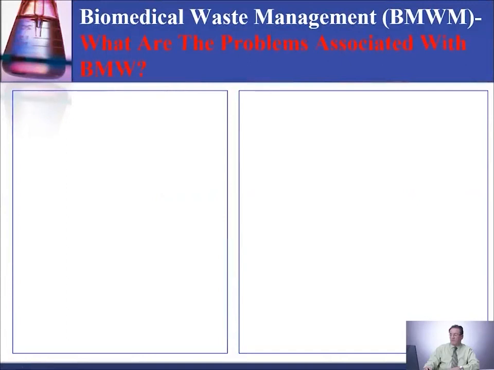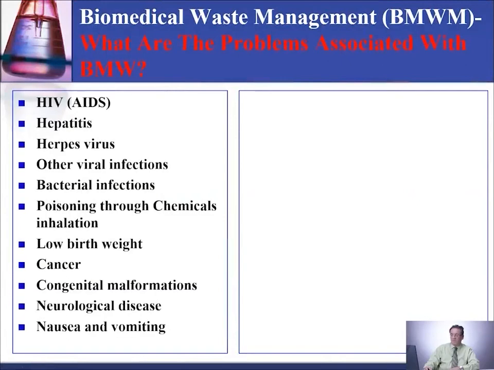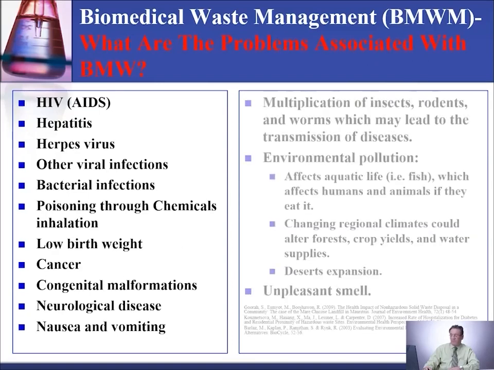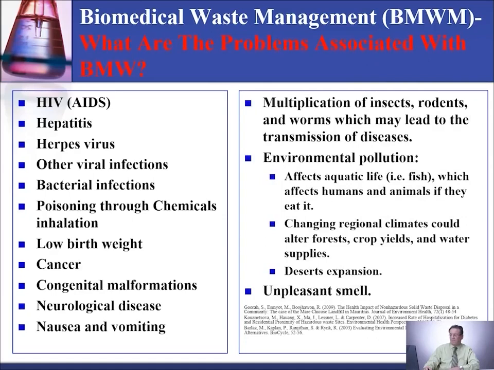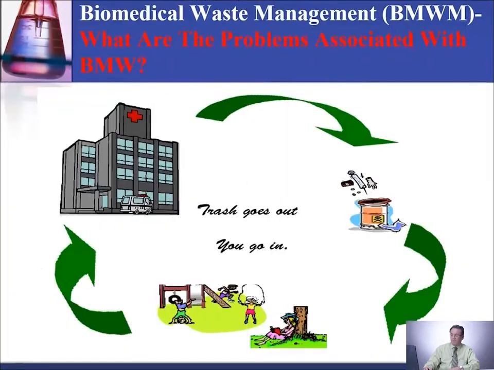What are the problems associated with BMW? AIDS, hepatitis, herpes, viruses, bacterial infection, low birth weight, cancer, and many other things. Multiplication of insect rodents, environment pollution, like effects on aquatic life, like fish. Change in regional climate could alter forest, crops, yield, and water supplies. Deserts expansion, unpleasant smell. All these things are problems associated with BMW.